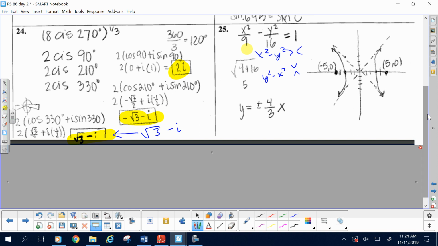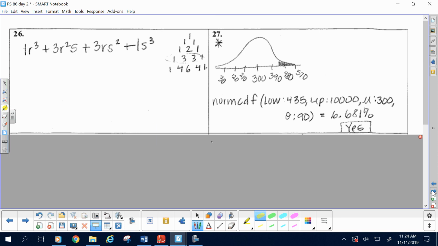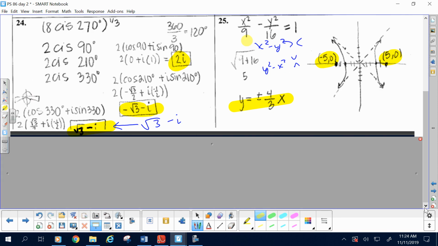The foci, did you see the foci are at (5, 0) and (-5, 0)? Okay. And the asymptote equations are y = plus or minus 4/3 x. Oh, did I not do the bottom? Was there more? No.